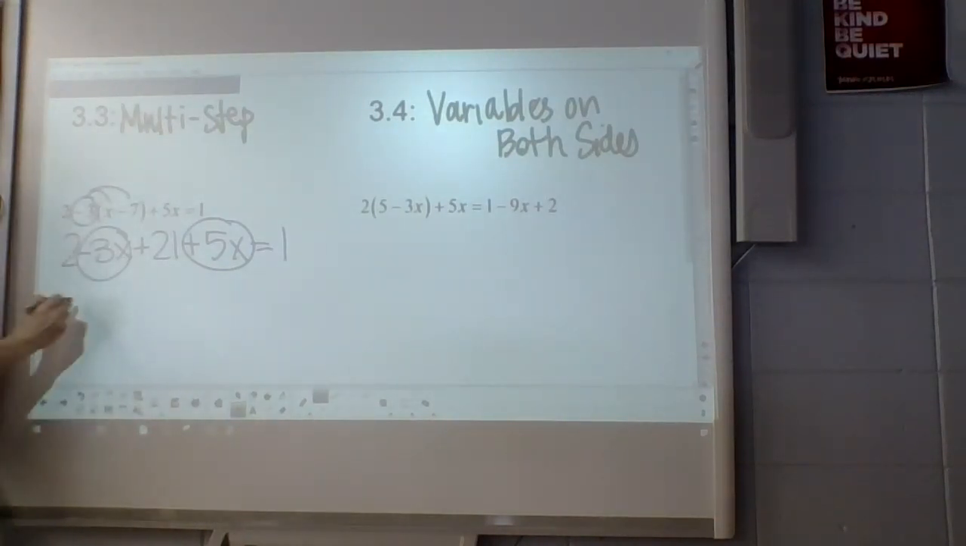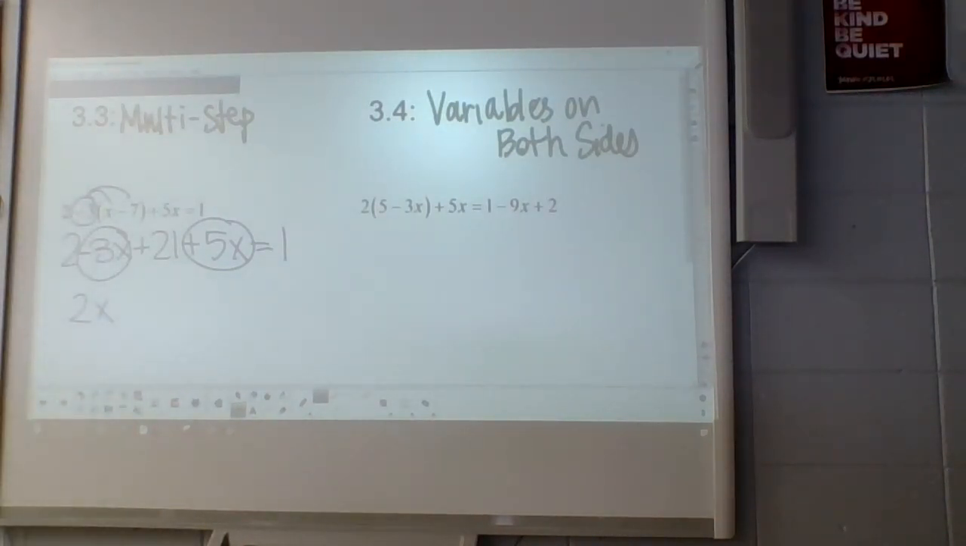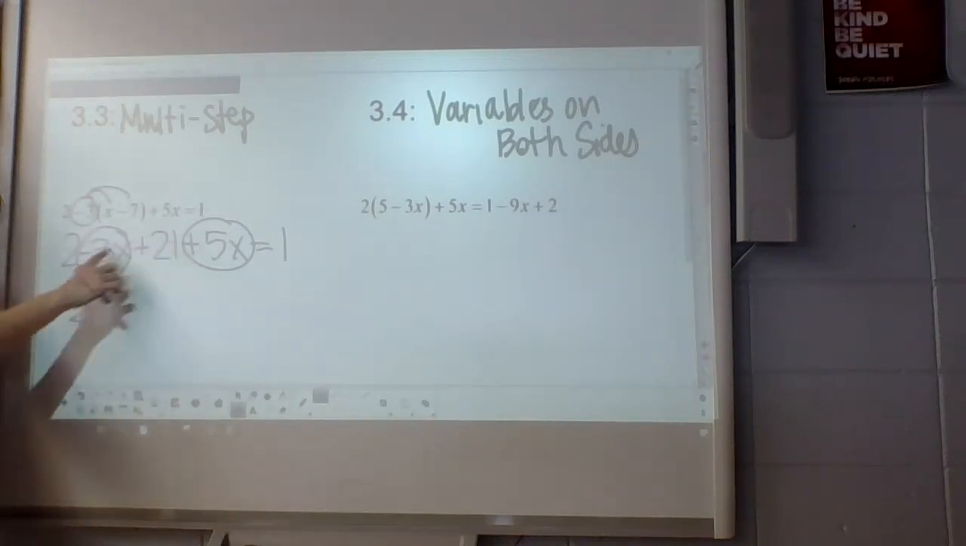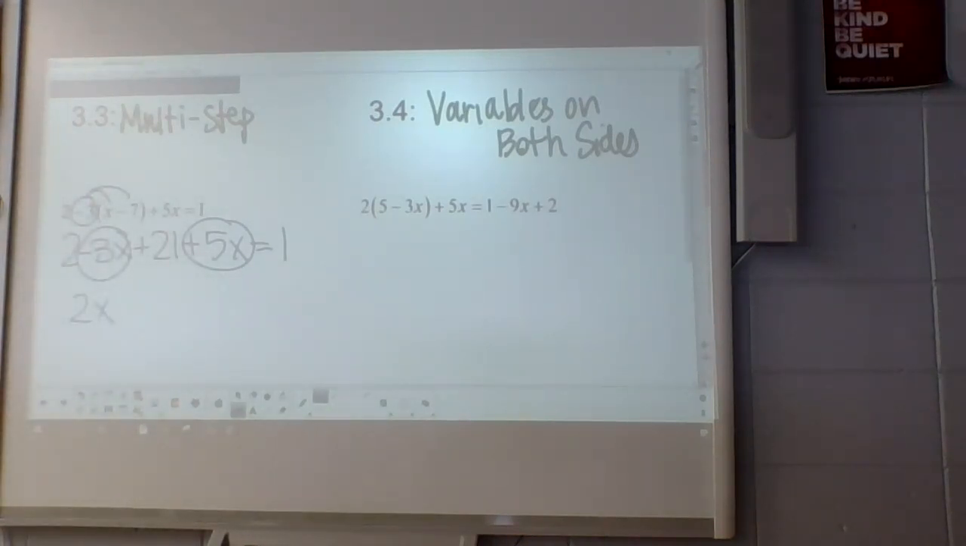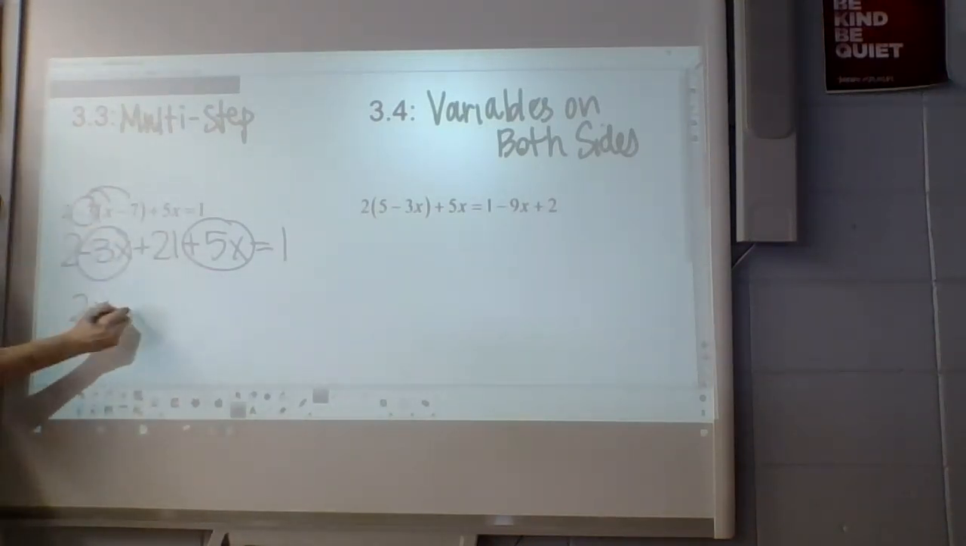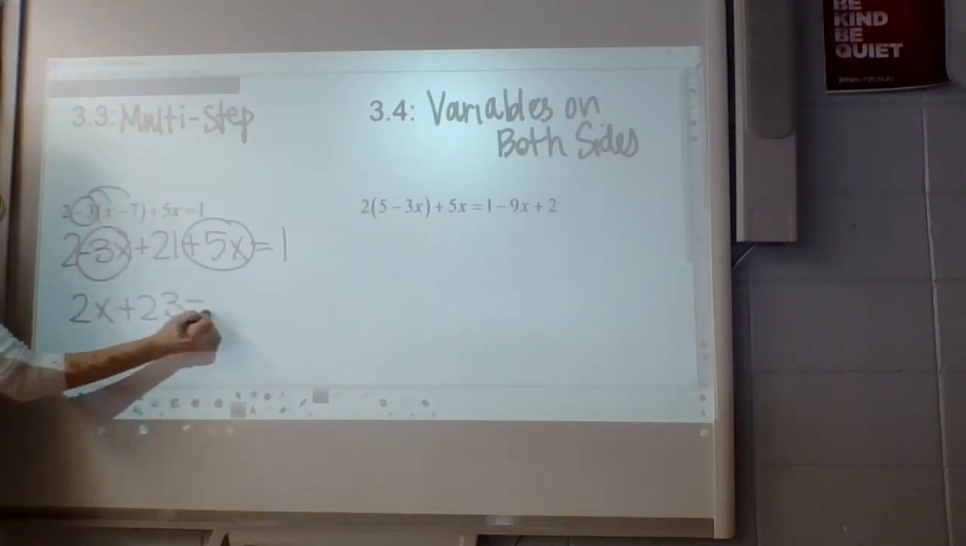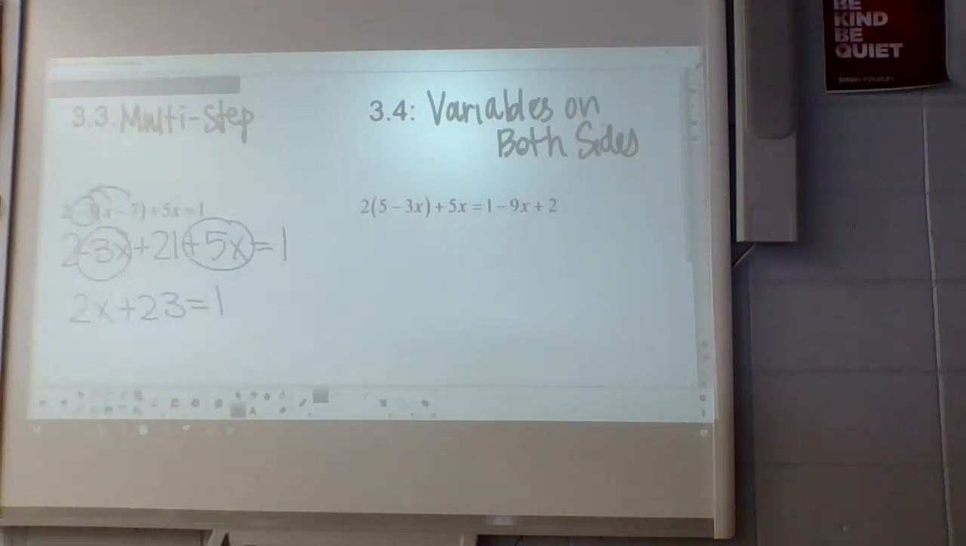2x. And it's okay. I understand that it's really common to make that mistake. So those two go together, and that'll be a positive 2x. And then the 2 and 21 is going to be 23. So if you got a goofy answer, that might have been why. Okay. So I think it should be a positive 21 and positive 2, so 23.